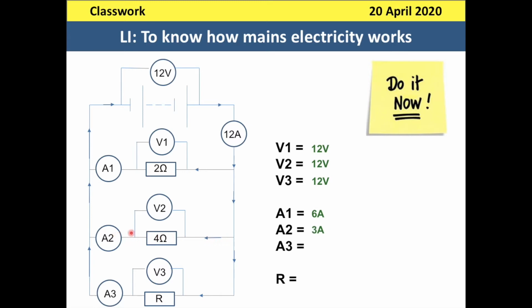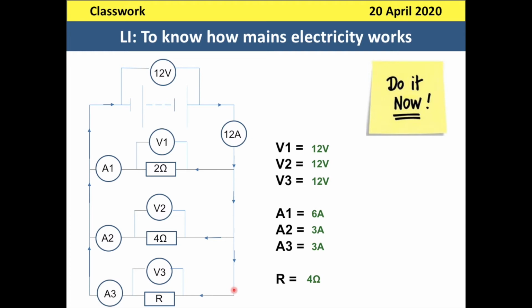Now finally then, we need to work out the current going here, but we can't use V equals IR this time because we don't know what the value of the resistor is. We do know though that 6 amps entered this junction and 3 amps of it went that way. So if 6 was coming in and 3 went this way, then the other 3 amps must carry on, meaning that A3 is also 3 amps. We can then work out the value of the resistor R. To work out the value of the resistor R, we use V equals I times R again, but this time we do potential difference divided by current, which gives us an answer of 4 ohms.